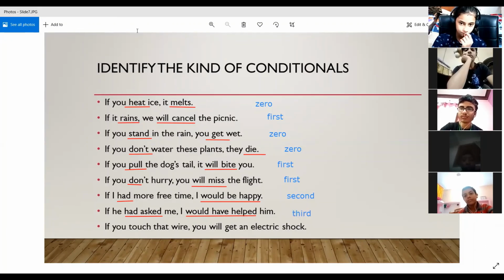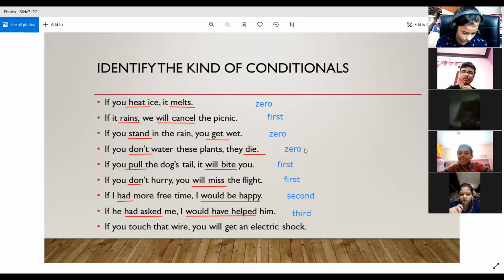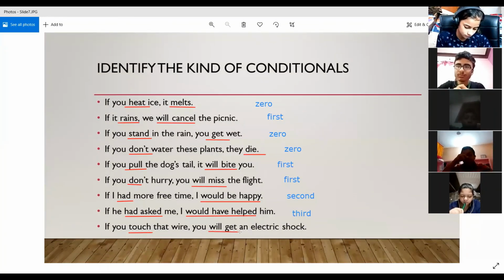Okay, Anirudh is left. Yes, Anirudh. Good morning, teacher. Good morning. Sir, it will be first conditional sentence, because it is talking about a possible condition, and it is written in simple future tense, because will get is written. So over here we can see that touch is the simple present tense and will get is the simple future tense. So we are just talking about a general condition that if you touch the wire, then you will get an electric shock. So this is the construction of the first conditional sentence.